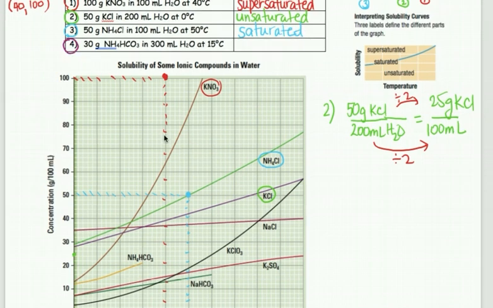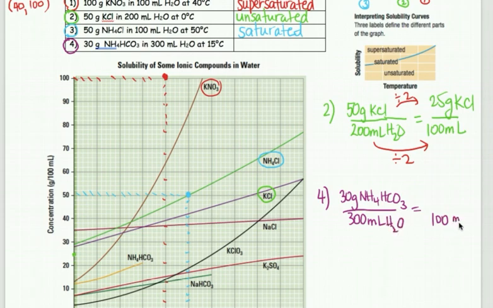Okay, so for the fourth one here, we have 30 grams of ammonium bicarbonate, or ammonium hydrogen carbonate, in 300 milliliters of water. So again, watch out here at 15 degrees Celsius. Before we start looking at the graph, we just need to make some conversions here. So we have 30 grams of ammonium bicarbonate in 300 milliliters of water. Just make the adjustment so that it's in 100 milliliters of water instead. Work with that value so you can read that off the graph.